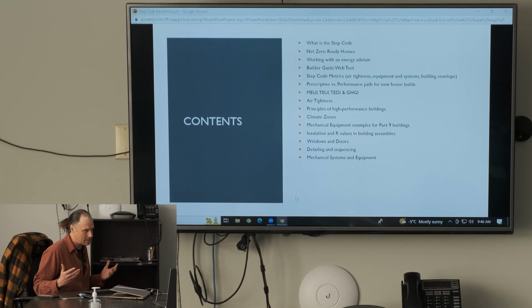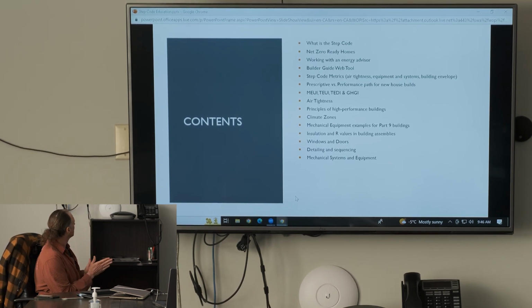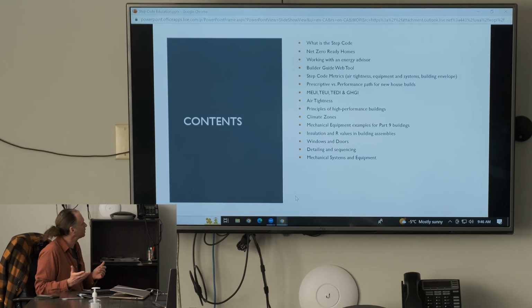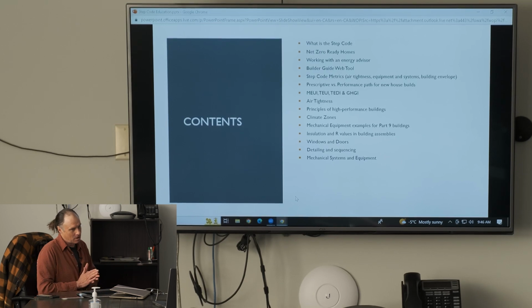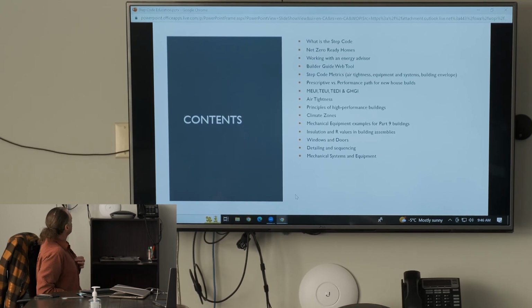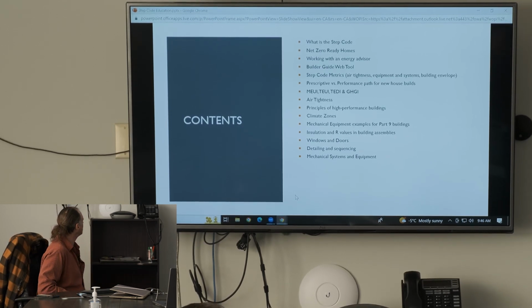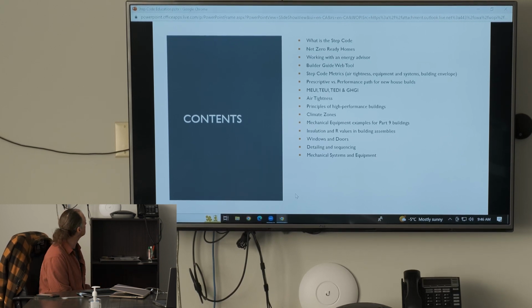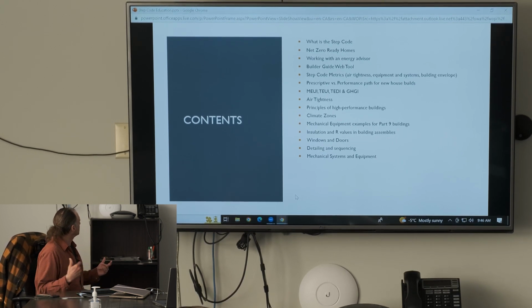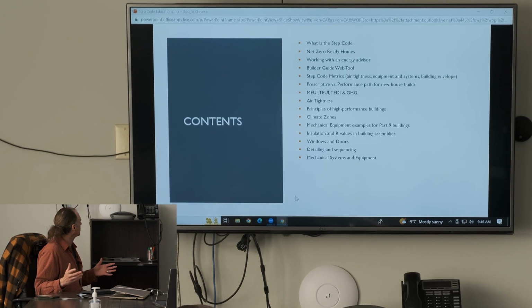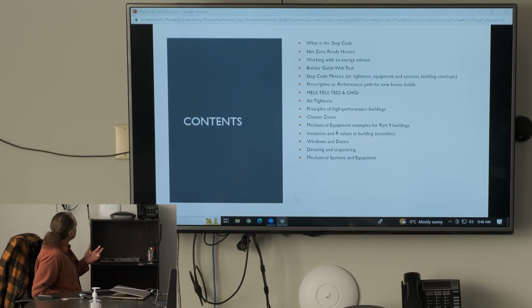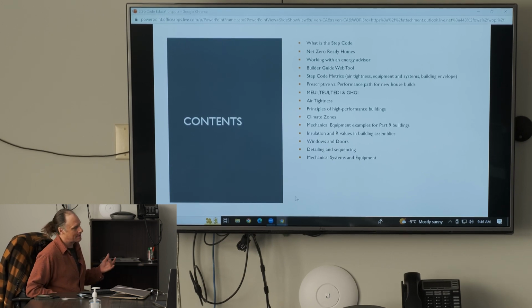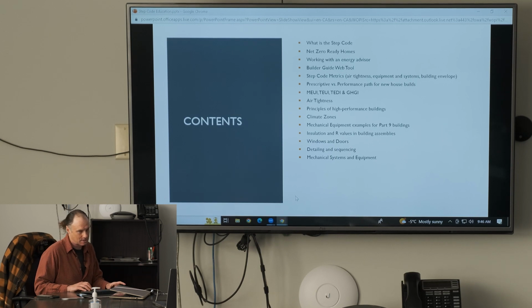We'll talk about airtightness and why that's important. Talk about some principles of high performance buildings. Talk about some of the different climate zones and what climate zone we're in. Mechanical equipment, examples for Part 9 buildings. Insulation and R values and building assemblies, windows and doors. Won't go into too much detail about that. And then detailing and sequencing, why that's important, what those things are, and mechanical systems and equipment.